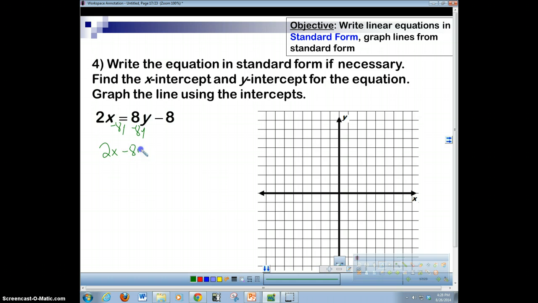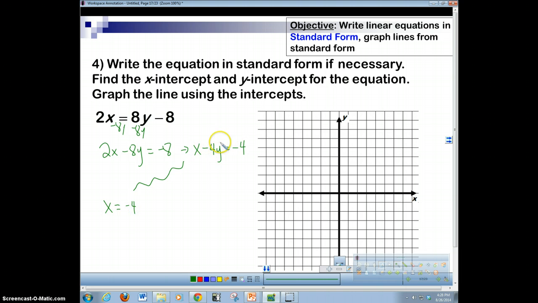2x minus 8y equals negative 8. Okay, we really want to do this in standard form. We need to divide the 2 out, so it's x minus 4y equals negative 4 because we divided everything by 2. All right, x equals negative 4. Okay, that's the first part right here. X equals negative 4. How did I get that?